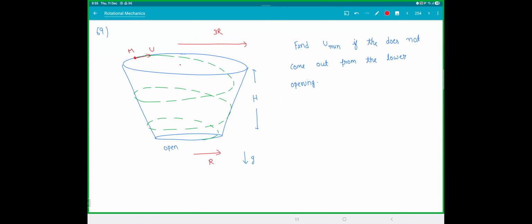Now, how to do this? So find the speed required. So there's a minimum speed. If you don't give enough speed, you're going to come out. Find the u minimum so that it does not come out from the lower opening. I hope the picture is clear and you got what is happening. Try. I'll give 2 minutes.